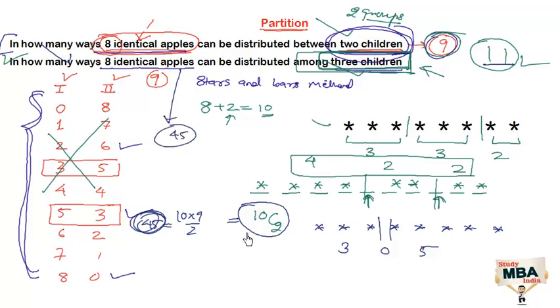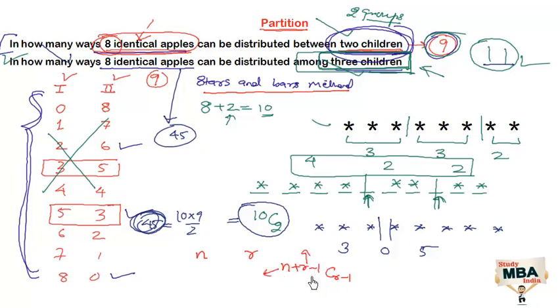Now let me give you the general formula for it. The general formula for these kinds of questions, or partition, or the star and bar method, is: if there are n identical things which need to be distributed among r different things, then the number of ways of distributing them would be n plus r minus 1 c r minus 1, right? You can just take the simulation that if n is the apples, then r is the children.